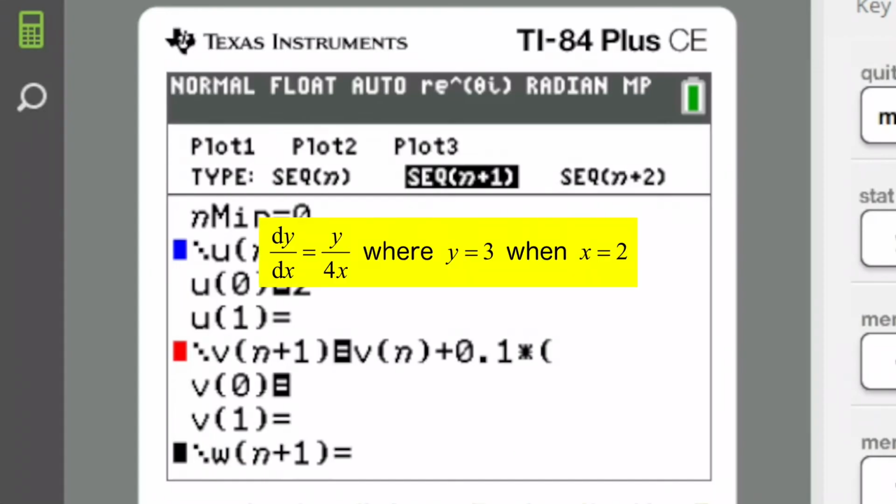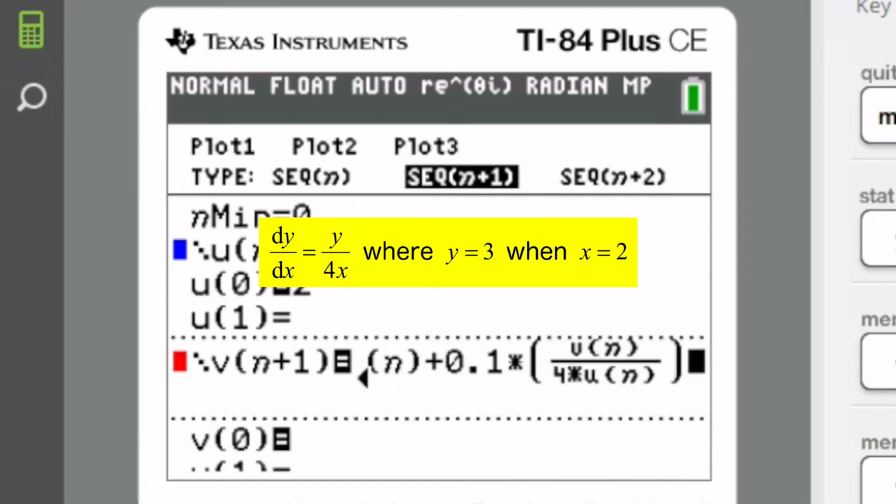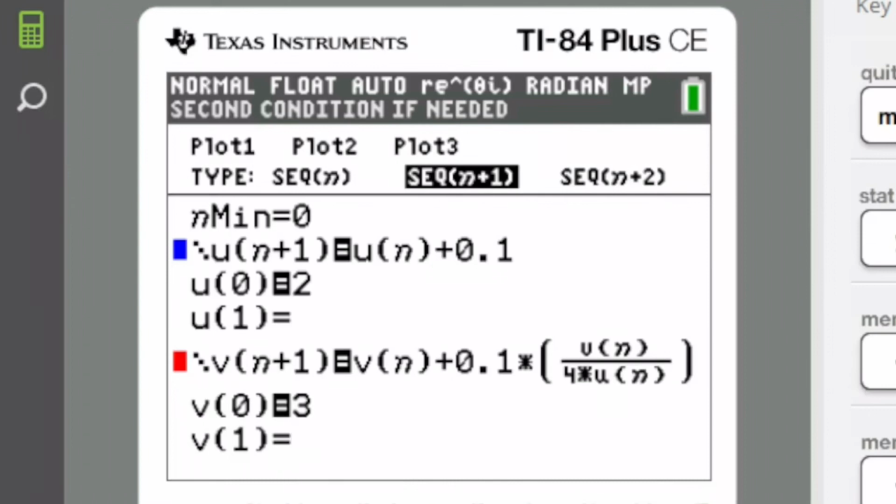We can refer to the differential equation. We have dy over dx equals y over 4x. So we can input y over 4x here. By pressing alpha and the fraction template key, we generate a fraction template. At the top, yn, that means vn. And then at the bottom, 4x, that means 4 times un. And then close bracket. v0 represents the initial value of y. From the question, we have the initial value of y is equal to 3. Only one initial value of y is needed, so we can skip v1 at this moment.